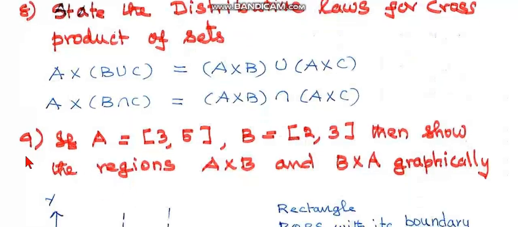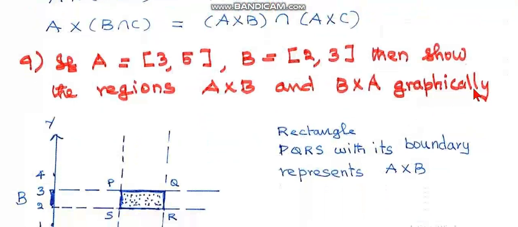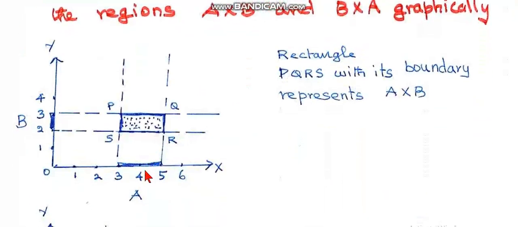Question number 9. You are given two closed intervals, capital A equal to the closed interval 3, 5, capital B equal to the closed interval 2, 3. Then show the regions A cross B and B cross A graphically. Now we have to find A cross B. So take A along x-axis and B along y-axis, because we are going to find A cross B. And this rectangular portion including the boundary will represent A cross B.